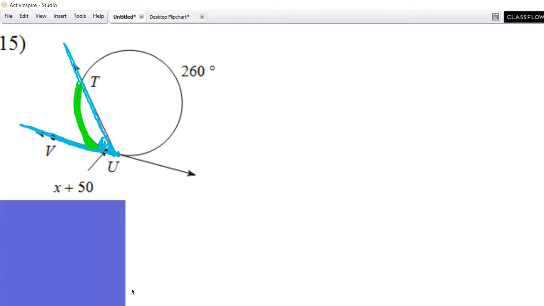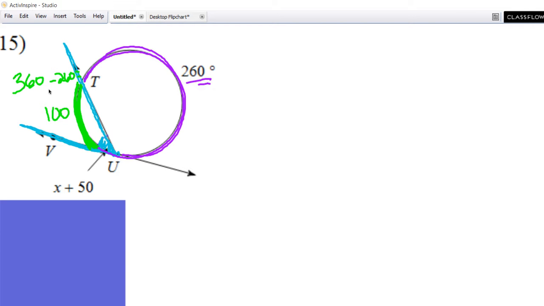We have to keep in mind that they're also giving you 260 degrees for this part of the circle. So I'm going to use that to find the green part. Always remember that a full circle equals 360 degrees. So to find the green part, I can do 360 minus 260. That's going to leave you with 100. The arc is going to be 100.